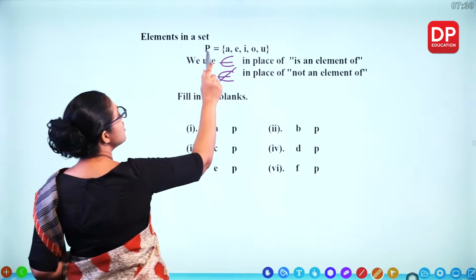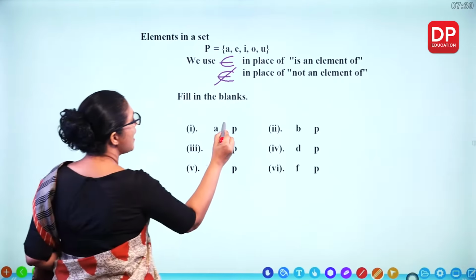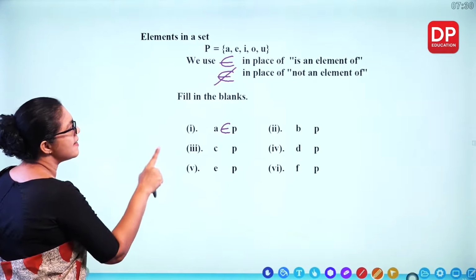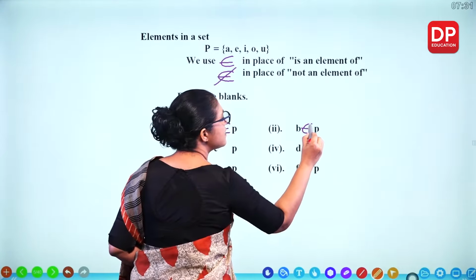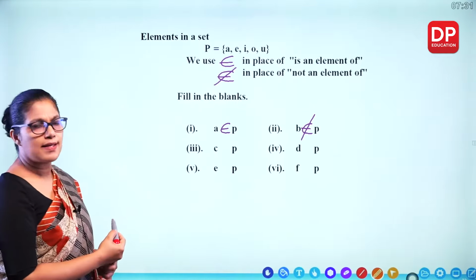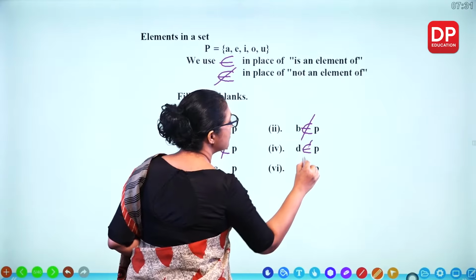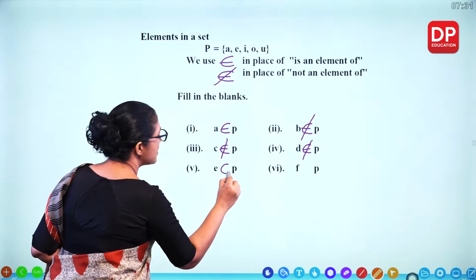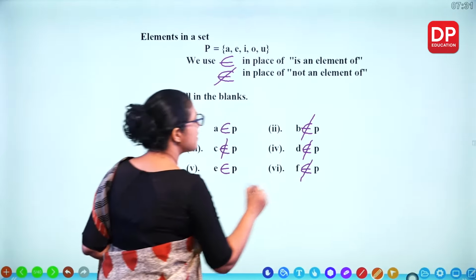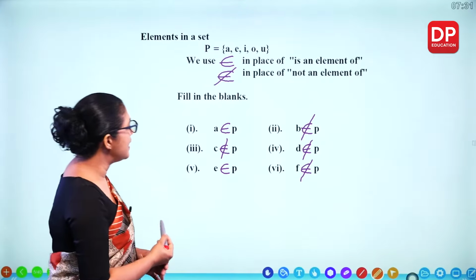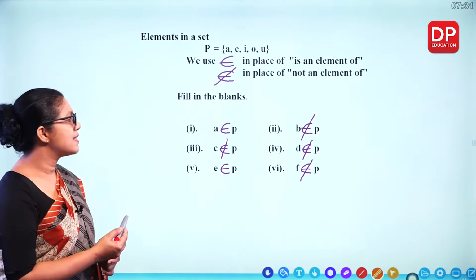Now we'll see. When you take the P set, A is an element. A is inside the set. So we can use this symbol to represent A is an element in P. B is not. So we have to write this symbol and cross it out. C is not an element. D also not in P. E is in the set, so it belongs to set P. F also not in the P set, so we have to cross it out. So only A and E belong to set P, and all the other elements here do not belong to set P.